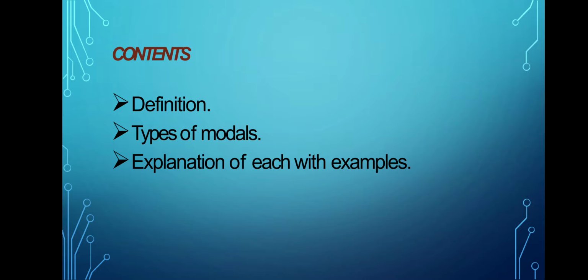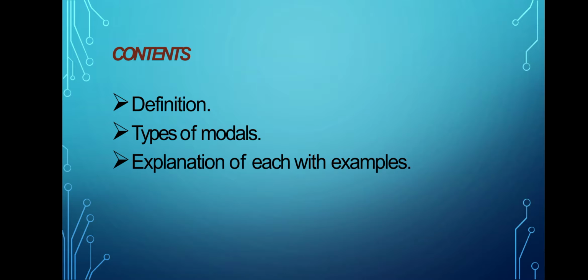For example, if I say she is a teacher, here in this sentence the word is is behaving or functioning independently. So here in this sentence is is our principal verb.